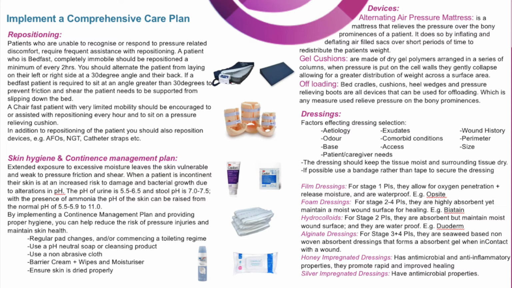Intervention 3, the use of devices. An alternating air pressure mattress is a mattress that relieves the pressure over the bony prominences of a patient. It does so by inflating and deflating air-filled sacs over short periods of time to redistribute the patient's weight. Gel cushions. Gel cushions are made of dry gel polymers arranged in a series of columns that, when pressure is put on the cell walls, they gently collapse, allowing for greater distribution of weight across the surface area.